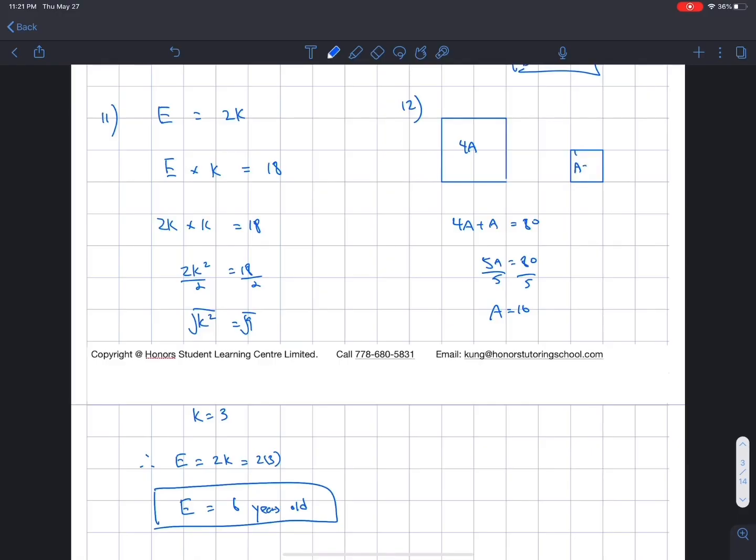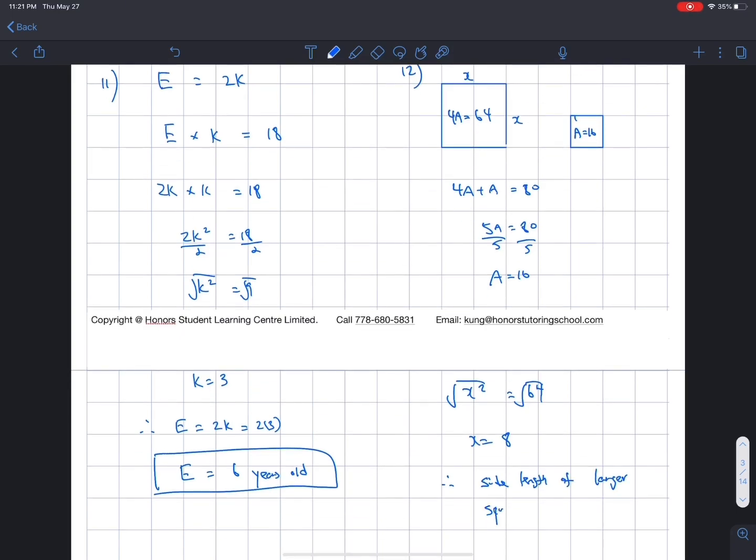So this a is 16, and this 4a will just be 4 times 16, which is 64. What is the length of the side of the larger square? So now I can just let this be x. So I can say x squared equals to 64. X times x is the area of the larger square. Square root both sides, we get x equals to 8. So the side length of the larger square is 8.